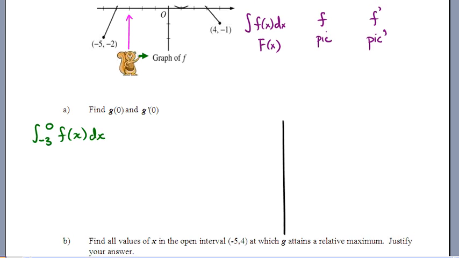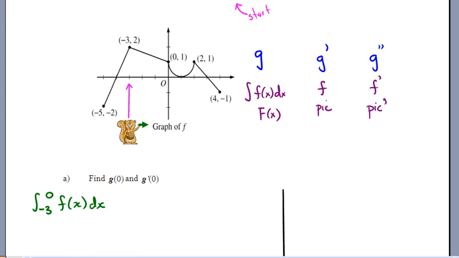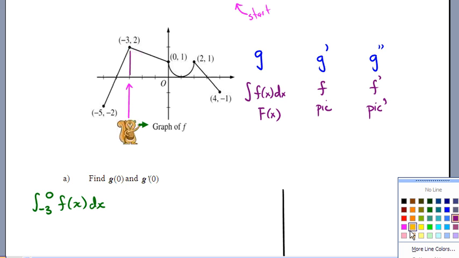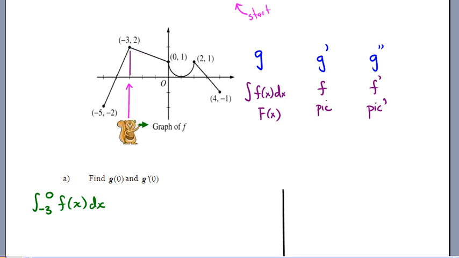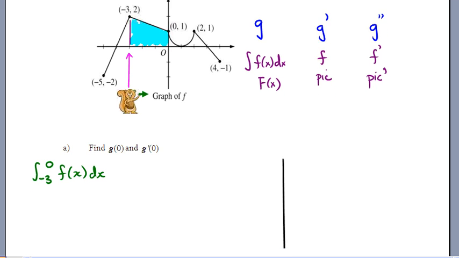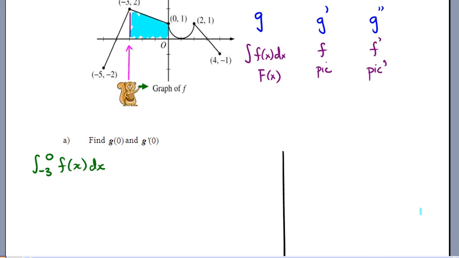All right, well, what's that going to look like? Let's look at this chipmunk going for a little walk here. It's starting here, and it's going to go for a walk until 0. So it's going to be doing a positive walk because it's going to the right, and it's a positive function, so it's going to be a positive answer, that's for sure. But it's a trapezoid, and I'm going to have to very carefully think about how that area is going to work out here. But it's doable, right?